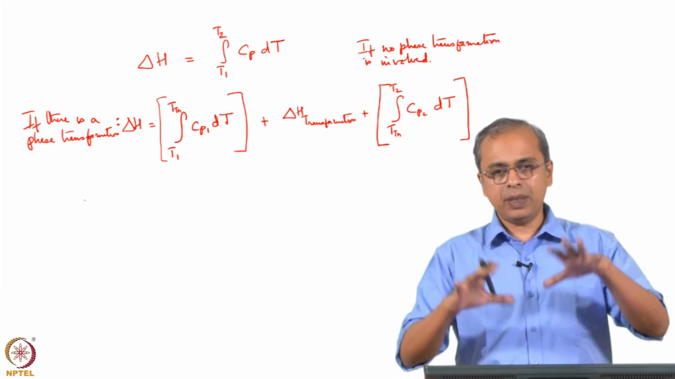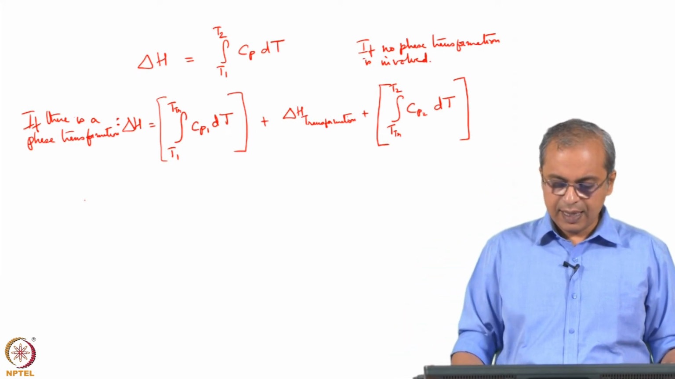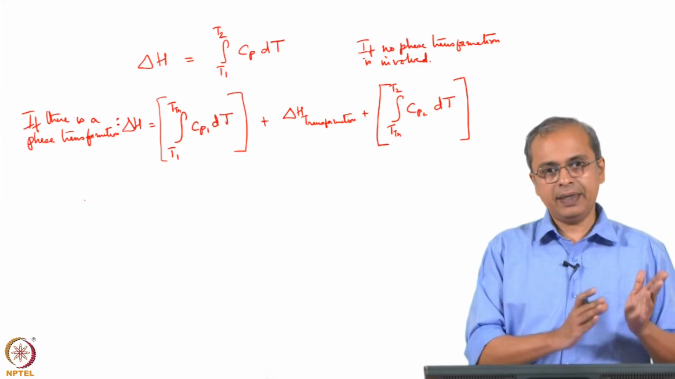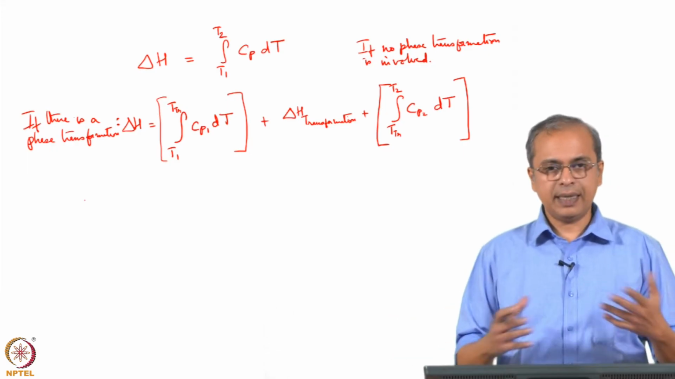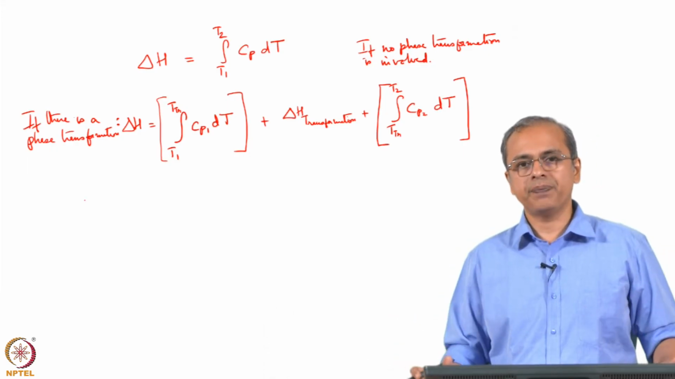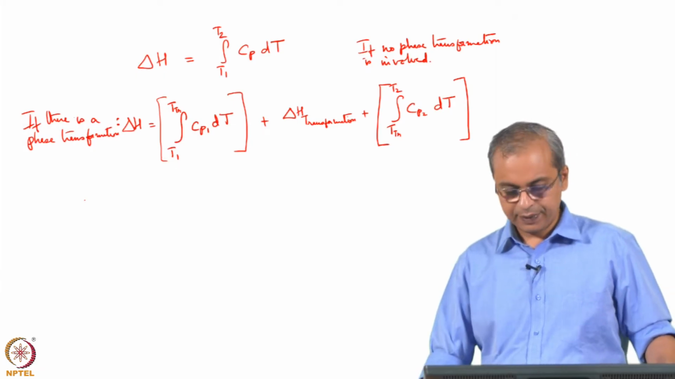So, you can see that you can put something into a calorimeter, and then you can get this information, and you can work independently between T1 and Tr, you can work independently between Tr and T2, and you can do the whole thing, you can get delta H transformation. So, a lot of different pieces of information you can get out of this system.